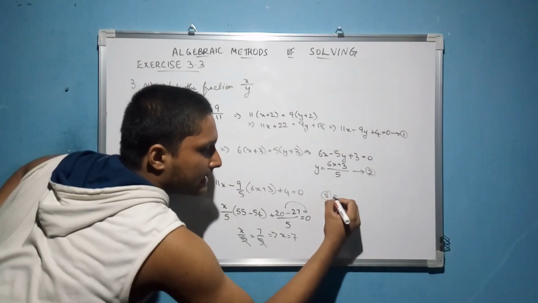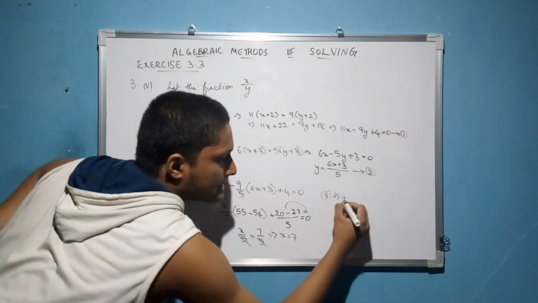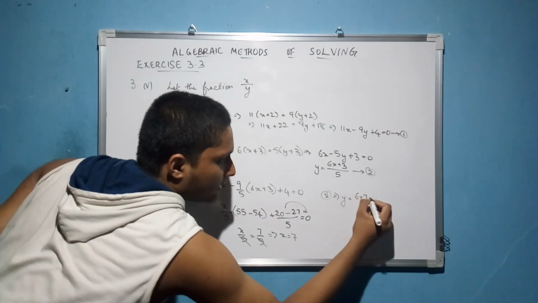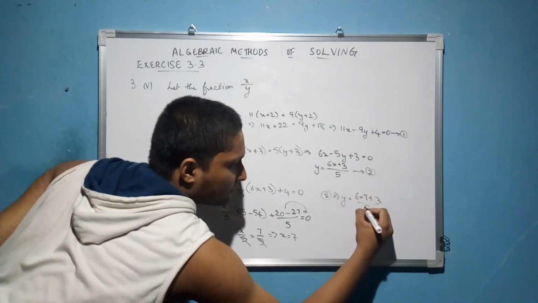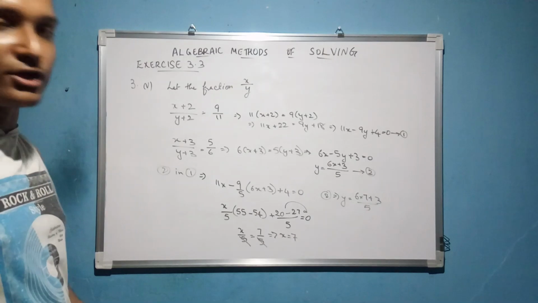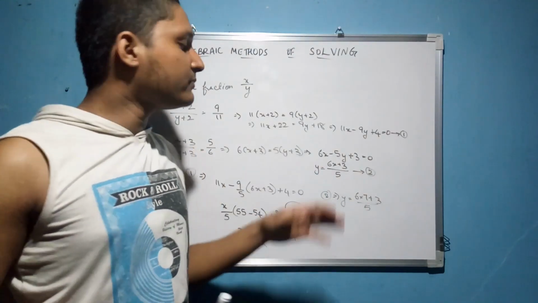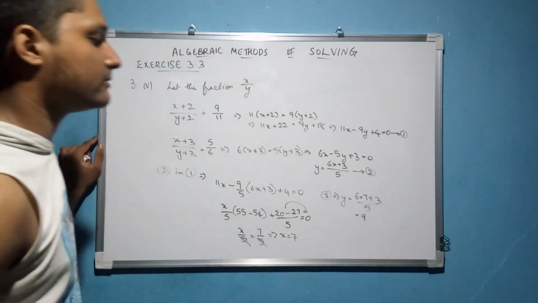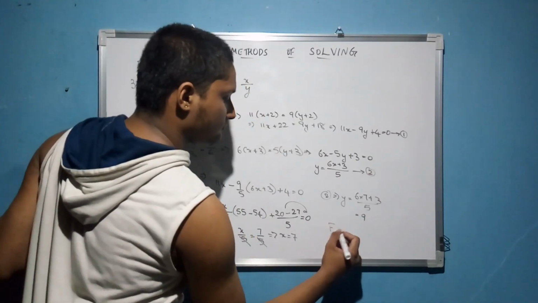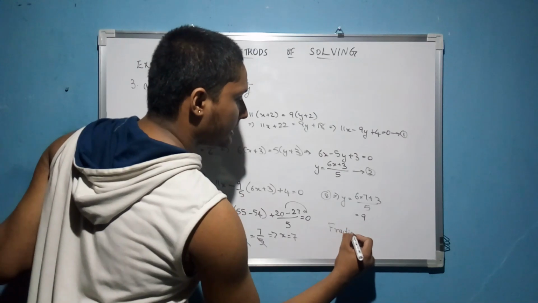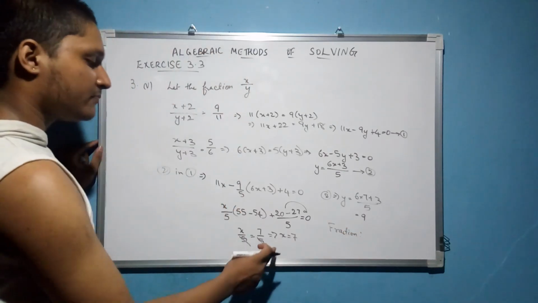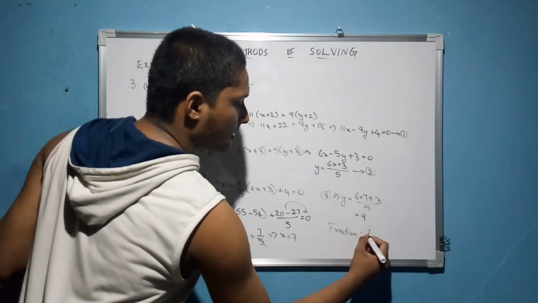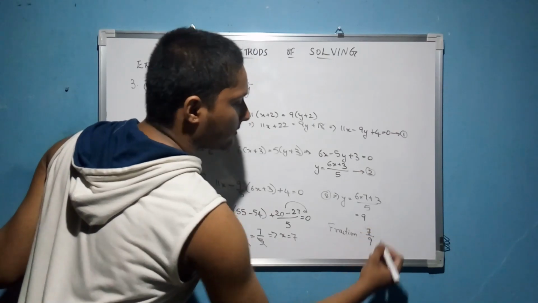From the second equation I can tell that y is equal to 6 into 7 plus 3 divided by 5. 6 into 7 is 42. 42 plus 3 is 45. 45 divided by 5 is 9. So the fraction, you are asked to find the fraction, right? The fraction was x by y. x is 7 and y is 9.